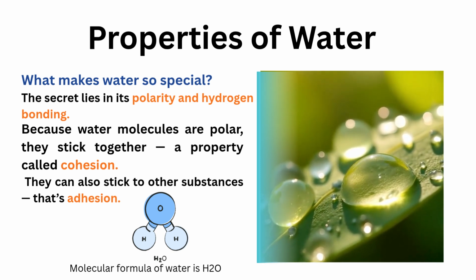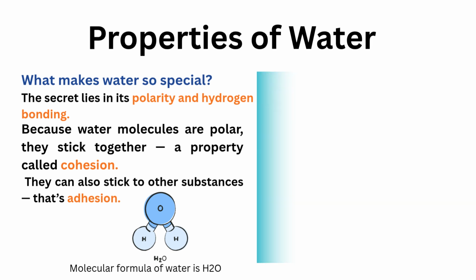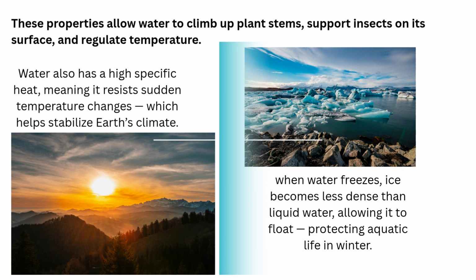Section 2. Properties of water. Water is the most important molecule for life. It covers 70% of our planet and makes up most of our cells. But what makes water so special? The secret lies in its polarity and hydrogen bonding. Because water molecules are polar, they stick together, a property called cohesion. They can also stick to other substances, that's adhesion.